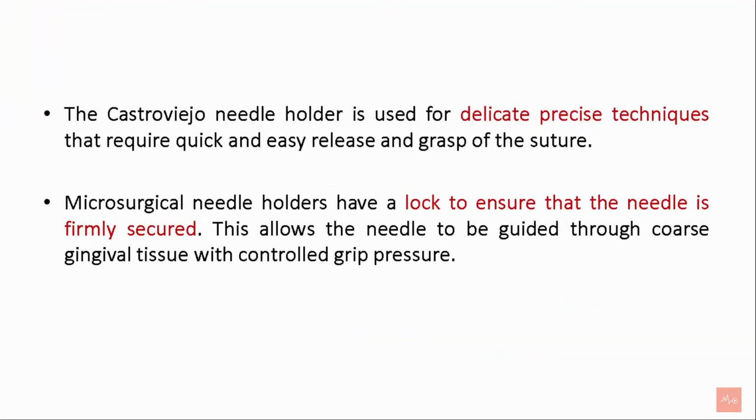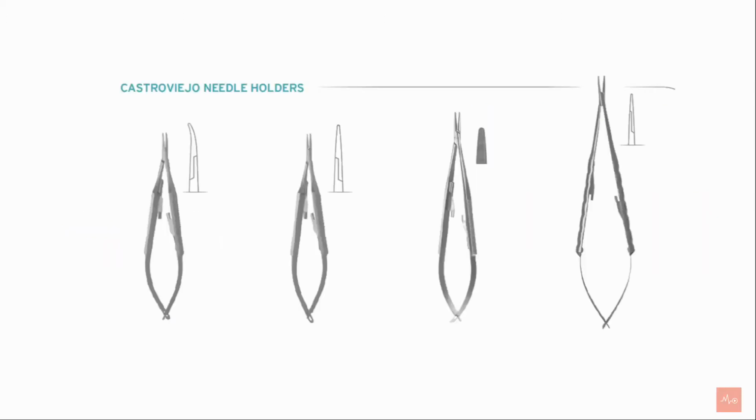The Castroviejo needle holder is used for delicate, precise techniques that require quick and easy release and grasp of the suture. The microsurgical needle holders have a lock to ensure that the needle is firmly secured. This allows the needle to be guided through a coarse gingival tissue with controlled grip pressure. These are the images of Castroviejo needle holders, and they are also available in different sizes. The speciality of these needle holders is their locking mechanism.